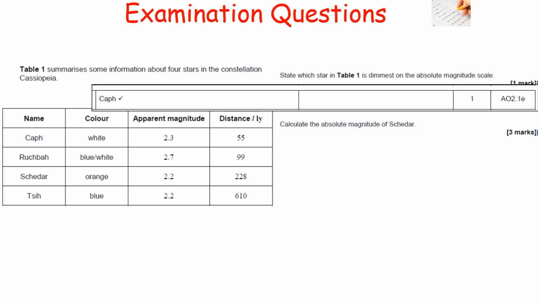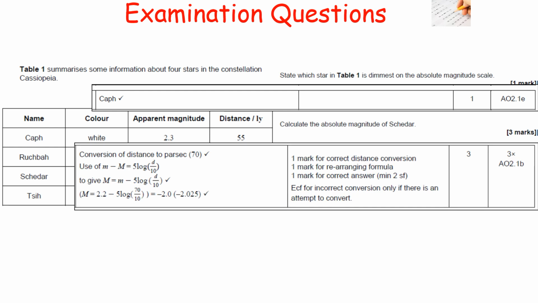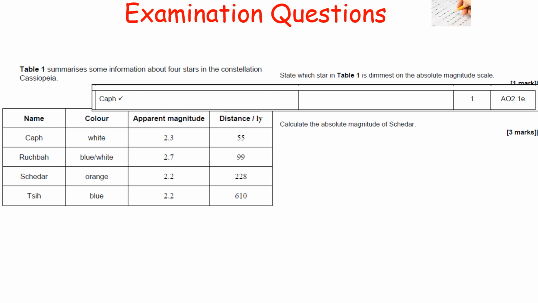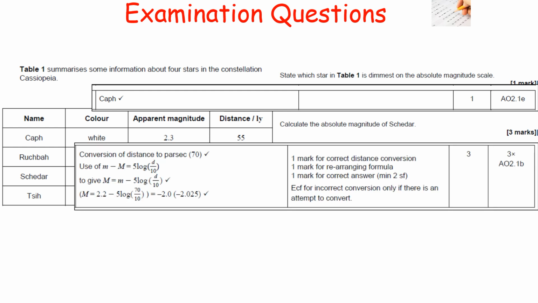Now, how do you calculate the absolute magnitude of Cedar? Well, once again, you've got to use your equation of small m minus big M equals 5 log d over 10, where d is given to us in parsecs. So you've got to make sure that your distance is correct here. Your distance is given to you in light years in the table, so you've then got to convert it into parsecs for our equation. Remember, this equation always requires distance to be in parsecs.